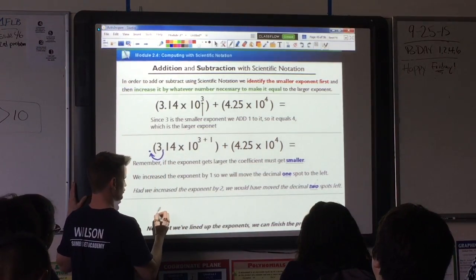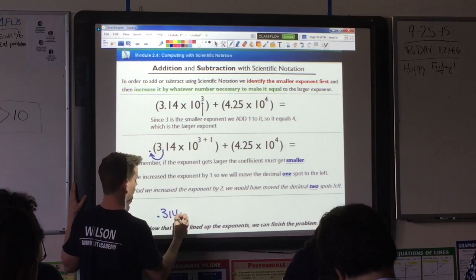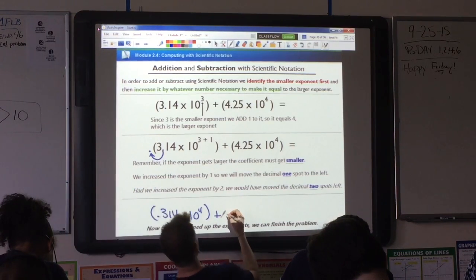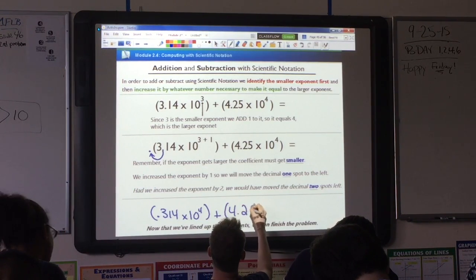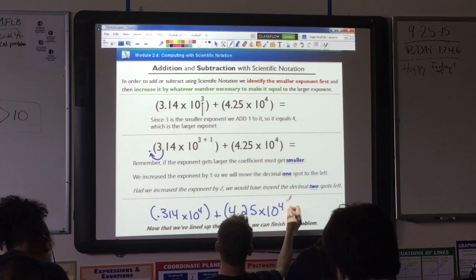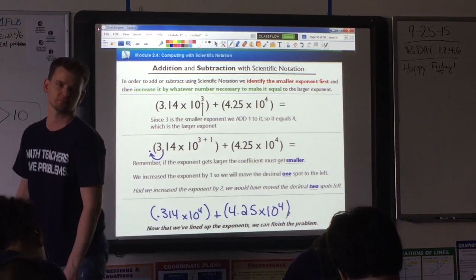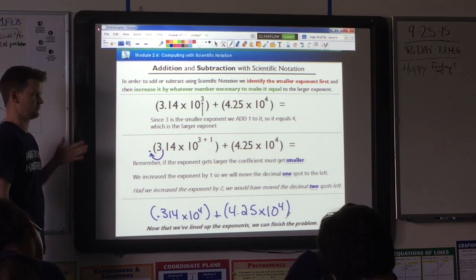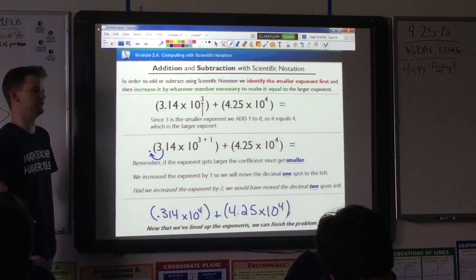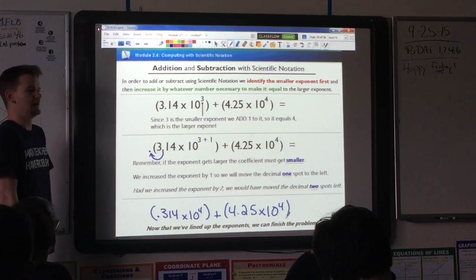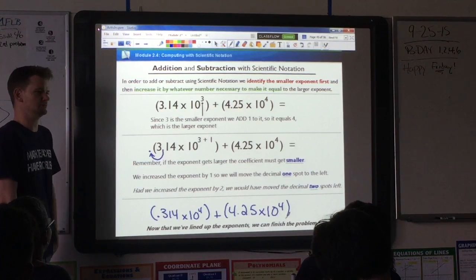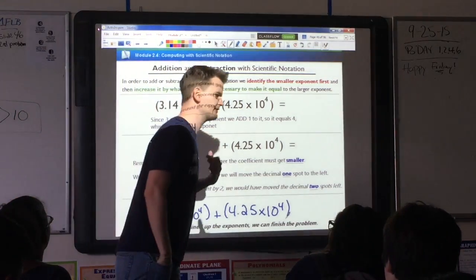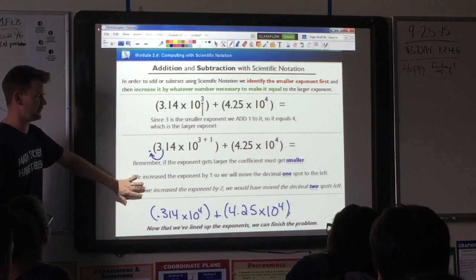And then before you start working, rewrite your problem. 0.314 times 10 to the 4th, parentheses, plus, yes, always write the parentheses, plus 4.25 times 10 to the 4th. Do I have the same exponent now, yes or no? Yes. And that means that now I can go ahead and solve this problem. That's actually probably the trickiest part of addition or subtraction, just lining up the exponents. Once you line it up, it's simple addition with decimals. As long as you remember how to add with decimals, it's going to be a very easy task. If you forget, I will show you how we add with decimals.